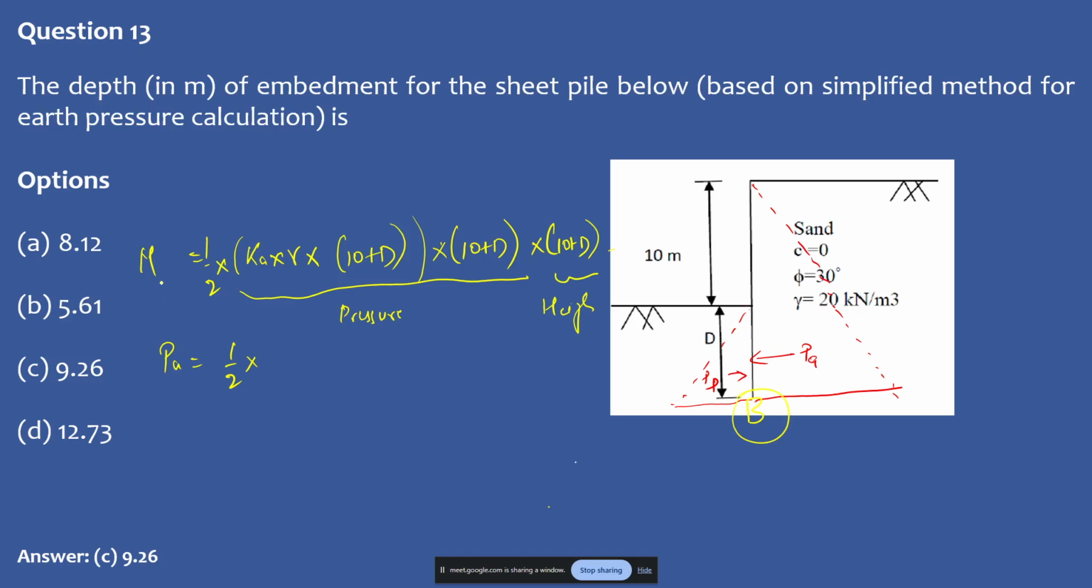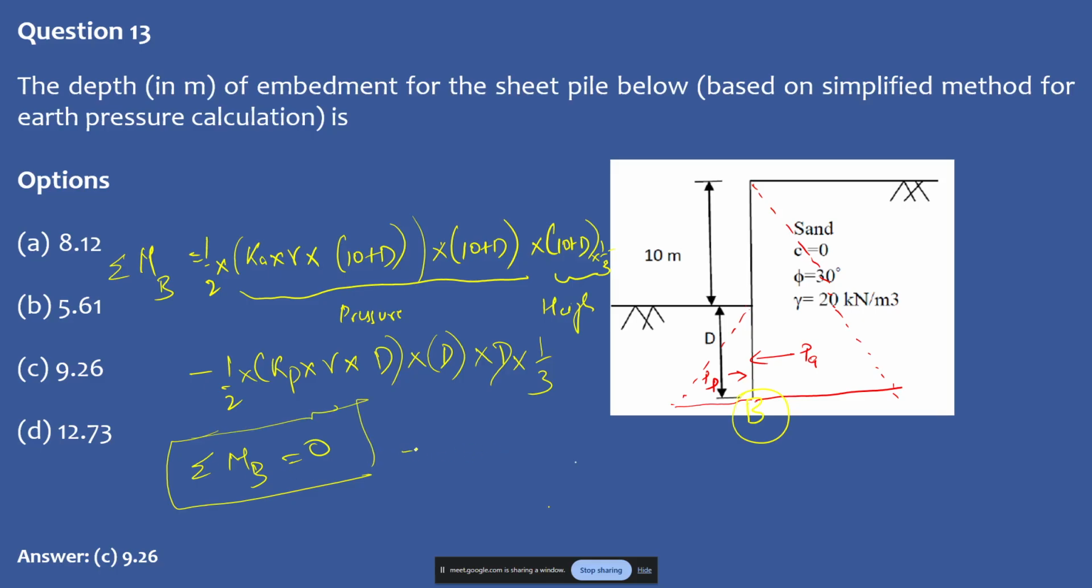Let's assume this will be your B point. Moment about B is your this, which will be 1 by 3, and then minus half into Kp into gamma, which is the same, then this is D, then again D, and then D by 3. It's 1 by 3, right? Yes, sir. Half into, so then this is your sigma MB, and you need to put sigma MB equal to 0.